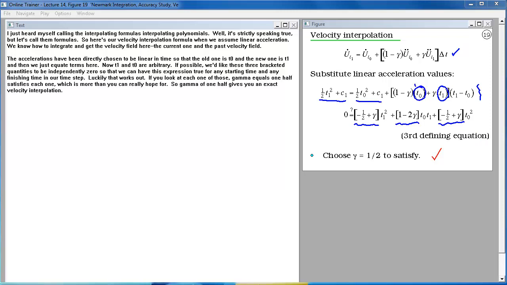Luckily, that works out. If you look at each one of those, gamma equals 1/2 satisfies each one, which is more than you could really hope for. So gamma of 1/2 gives you an exact velocity interpolation.